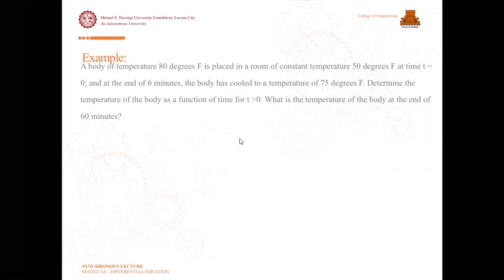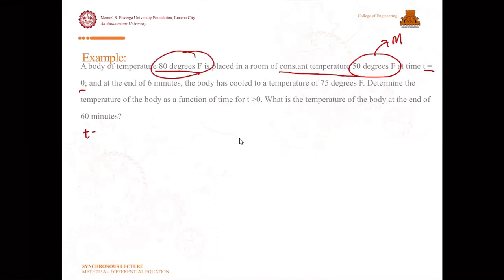Okay. So temperature ng body, 80 degrees Fahrenheit siya. So constant temperature, 50 degrees Fahrenheit. So ito yung M natin. So at time is equal to 0, ito yung condition natin. So T is equal to 0. Temperature natin is 80 degrees Fahrenheit. Next, after 6 minutes, yung temperature natin ngayon is 75. So 6, temperature natin will be 75 degrees Fahrenheit.